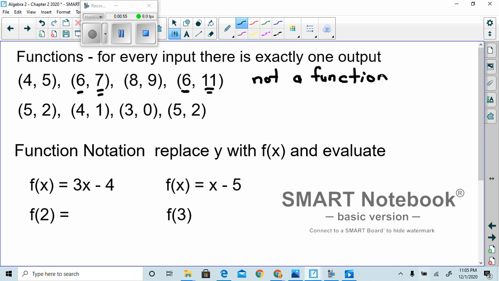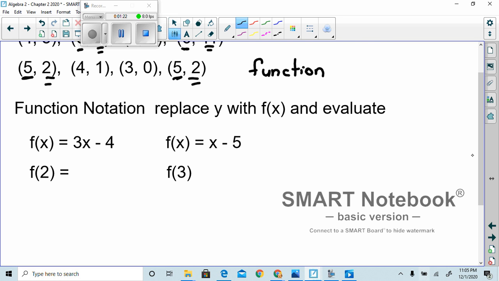Look at the second problem, and again you're comparing inputs and outputs, looking for a repeated input. Well, I have 5, 4, 3, and 5. Well, 5 is repeated, but in this case it has the same output. This is a function, and the reason being, if you're asked for a reason, is that every input has exactly one output.